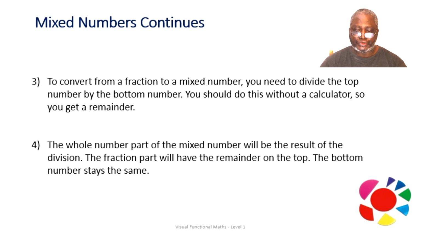To convert from a fraction to a mixed number, you need to divide the top number by the bottom number. You should do this without a calculator so you get a remainder. This is important. The whole number part of the mixed number will be the result of the division. The fraction part will have the remainder on the top. The bottom number stays the same. So the remainder is the fraction, and then the answer to the division is the whole number.